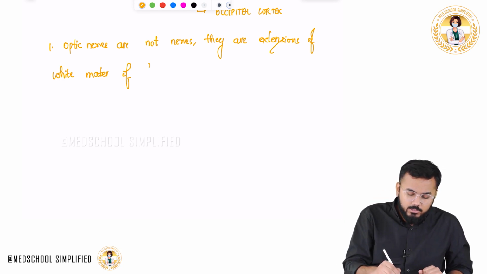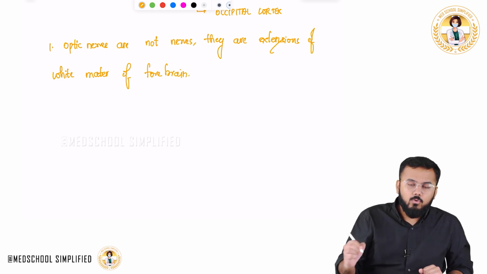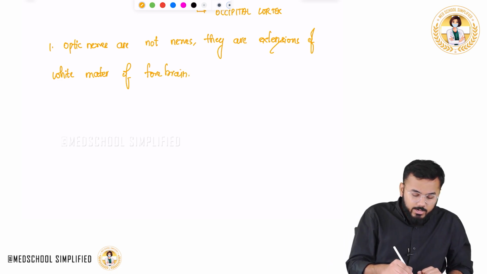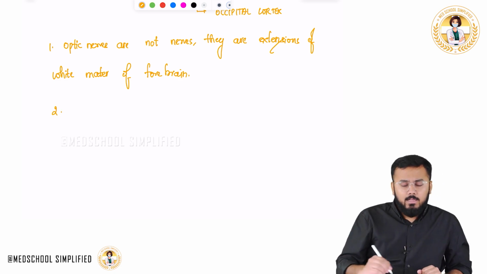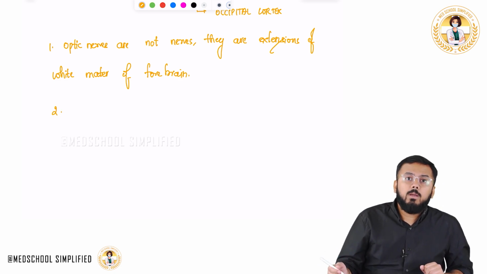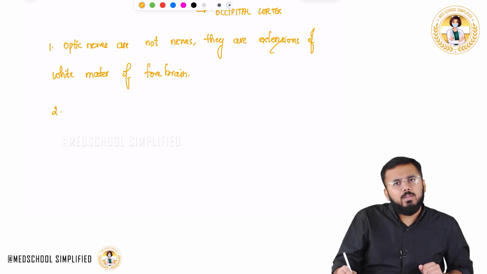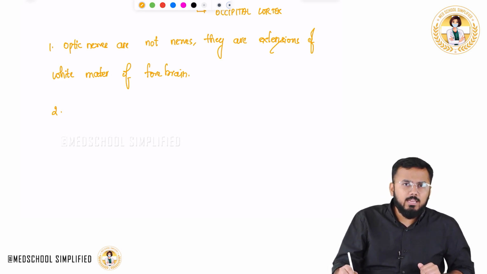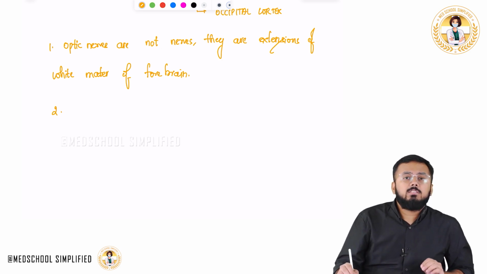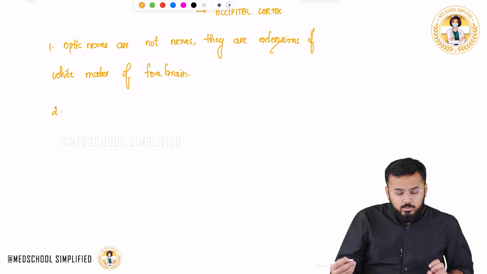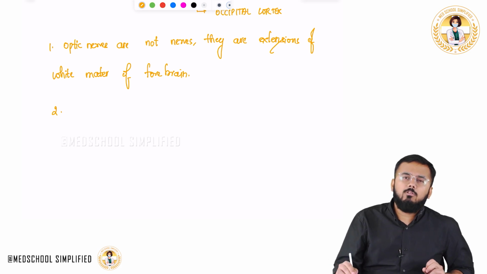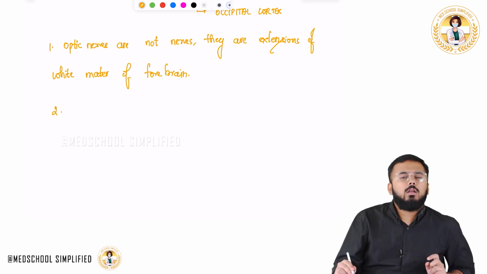So these are white extensions of the white matter of the forebrain or prosencephalon, right? Forebrain. Now, the second important thing is that these optic nerves are covered by meninges. Tell me, normally are neurons covered by meninges or myelin sheath? They are covered by myelin sheath. But here, these are not real nerves. If these were real nerves, they would be covered by myelin sheath, but here they are not.